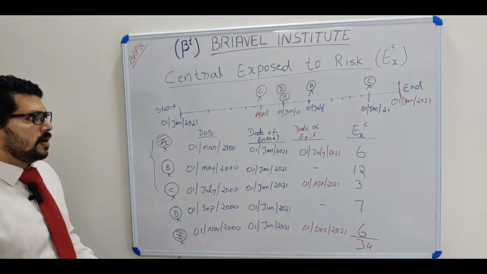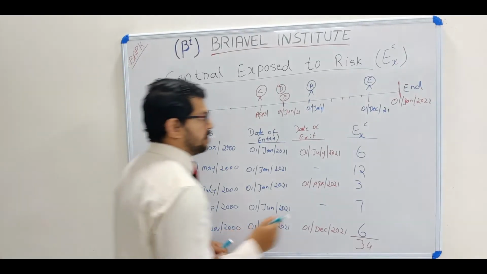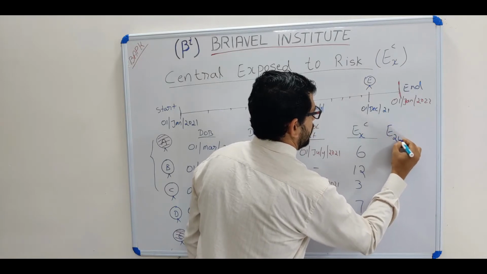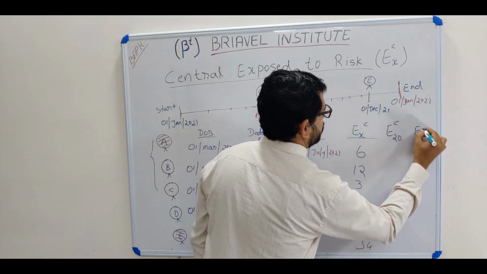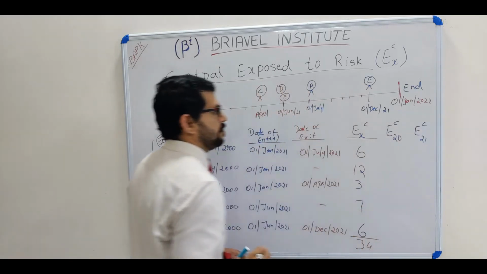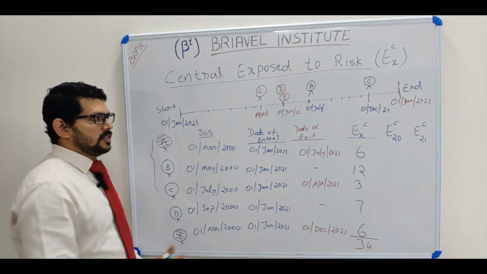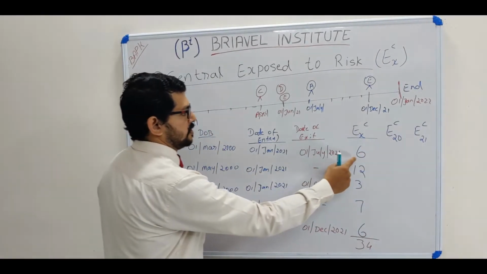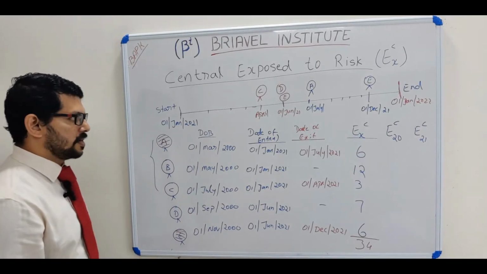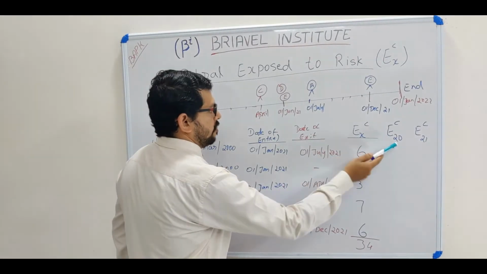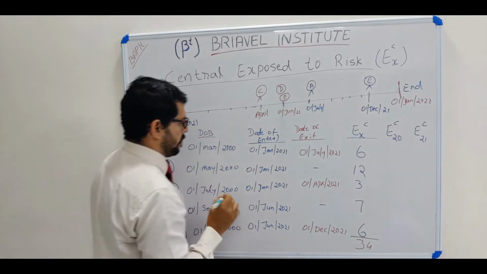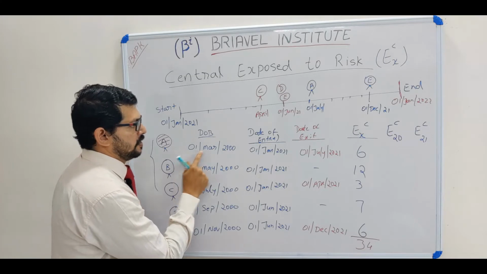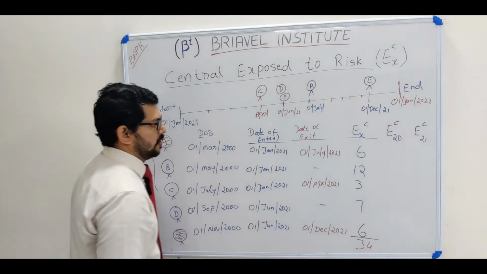Sometimes they will ask, what is the exposed risk at the age? Here x is representing age. What is the exposed risk at age 20, and what is the exposed risk at age 21? The total exposed risk is 6. So we have to calculate at the age of 20 how much time he spent in the observation. 1st March is the date of birth, and he exits on 1st July.